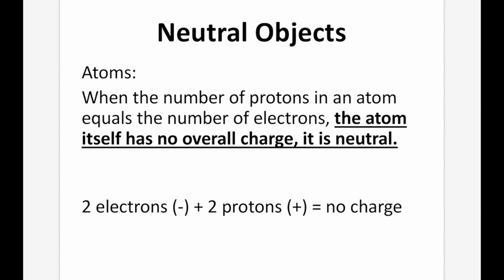Neutral objects. When the number of protons in an atom equals the number of electrons, the atom itself has no overall charge. It's said to be neutral. So for instance, if you have 2 electrons and 2 protons, that's like saying +2 plus -2, and that's going to be 0. That's going to be no charge. And most objects have no charge. That's good because you don't want to be getting shocked every time you do something. So most objects that you come across in everyday life are neutrally charged.